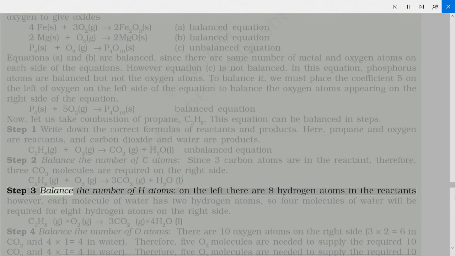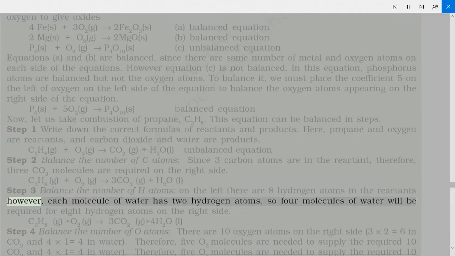Step 3. Balance the number of H atoms. On the left there are 8 hydrogen atoms in the reactants. However, each molecule of water has 2 hydrogen atoms. So 4 molecules of water will be required for 8 hydrogen atoms on the right side. C3H8(g) + O2(g) → 3CO2(g) + 4H2O(l).